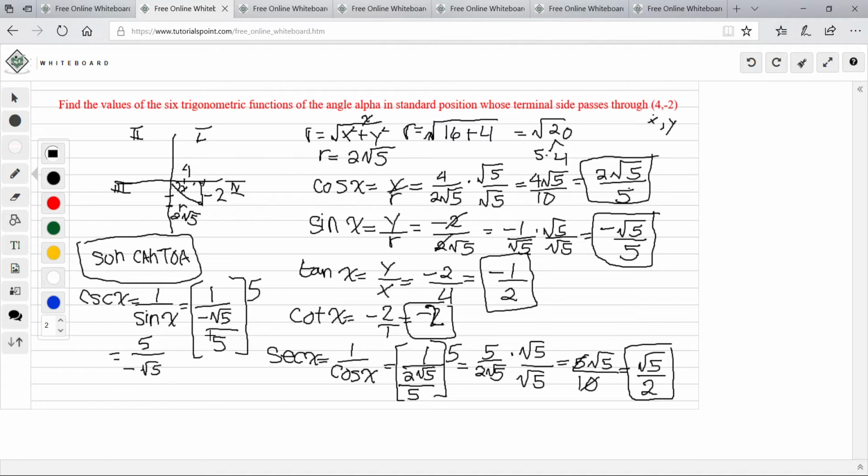Let's rationalize the denominator. Multiply everything by square root of 5, so you're left with negative 5 root 5 over 5, because square root of 5 times square root of 5 is 5. This cancels, so you're left with negative root 5. So that is your cosecant.